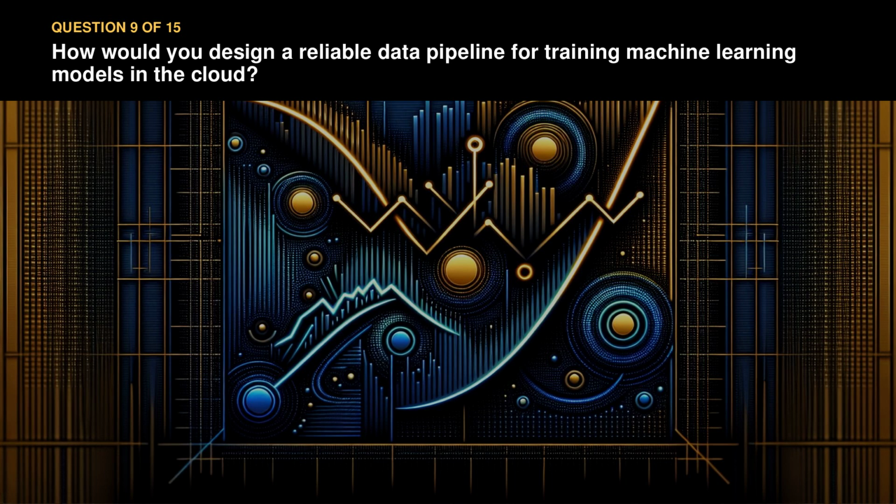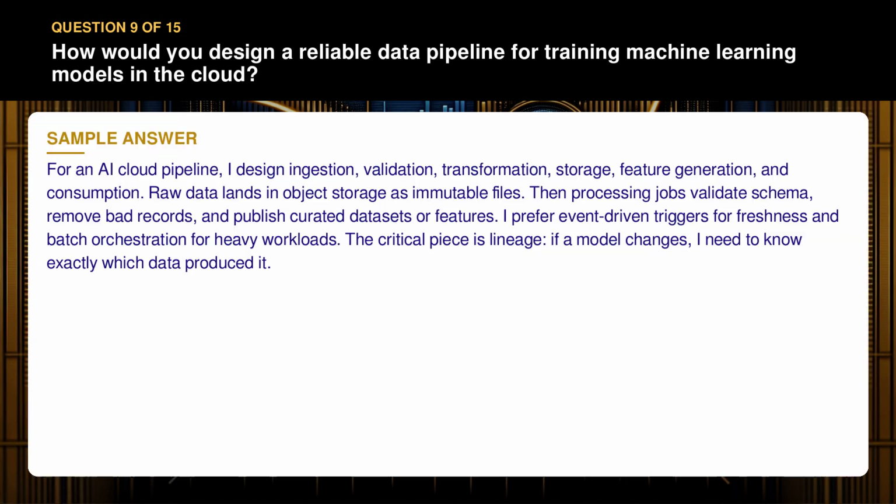Question 9. How would you design a reliable data pipeline for training machine learning models in the cloud? For an AI cloud pipeline, I design ingestion, validation, transformation, storage, feature generation, and consumption. Raw data lands in object storage as immutable files. Then processing jobs validate schema, remove bad records, and publish curated datasets or features. I prefer event-driven triggers for freshness and batch orchestration for heavy workloads.